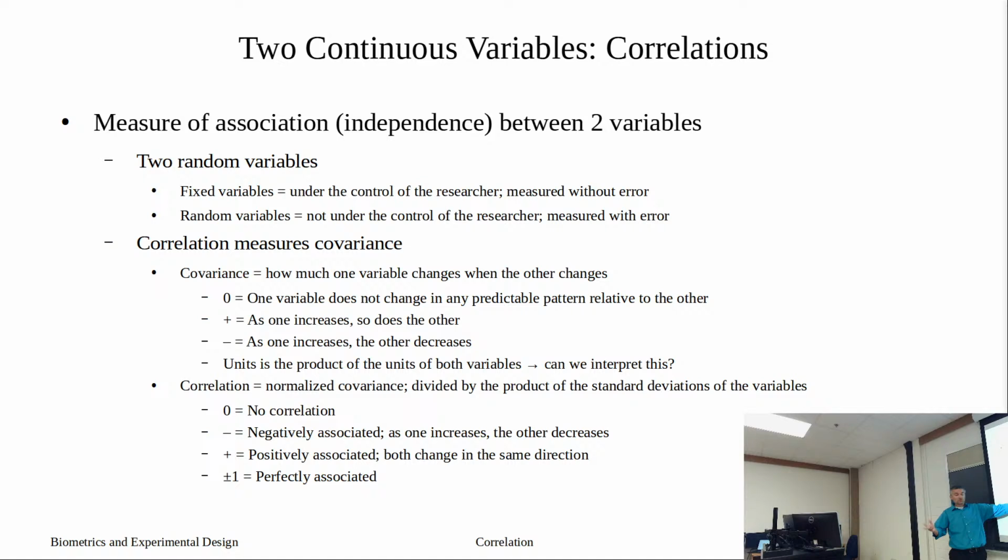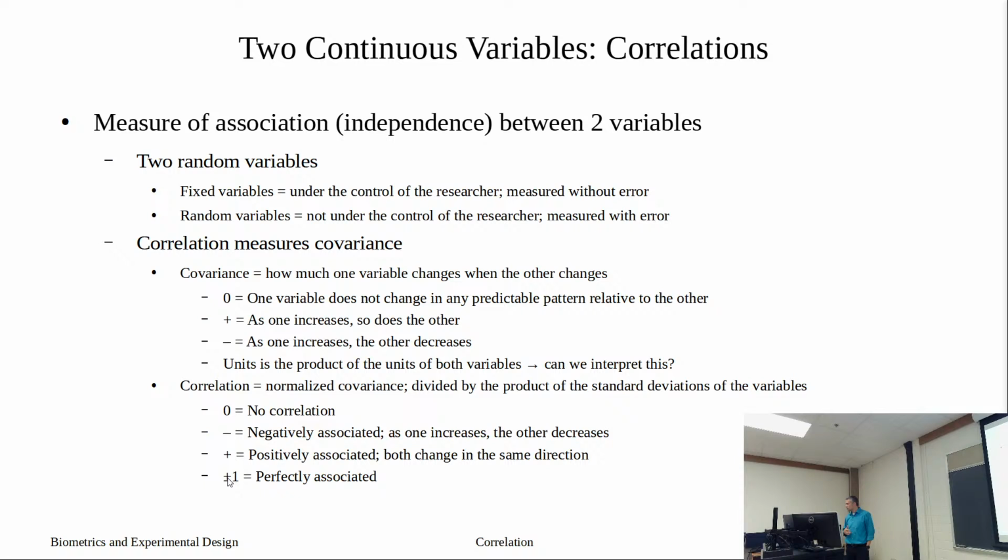If it's zero, there is no correlation. If one increases, you still have a 50-50 chance that it's going to increase or decrease. But if you have a positive association, then if one increases, the other one will more likely also increase. A negative association is if one increases, the other will decrease. If you ever get a correlation equal to one, and this is plus one or negative one, then we have a perfect association.